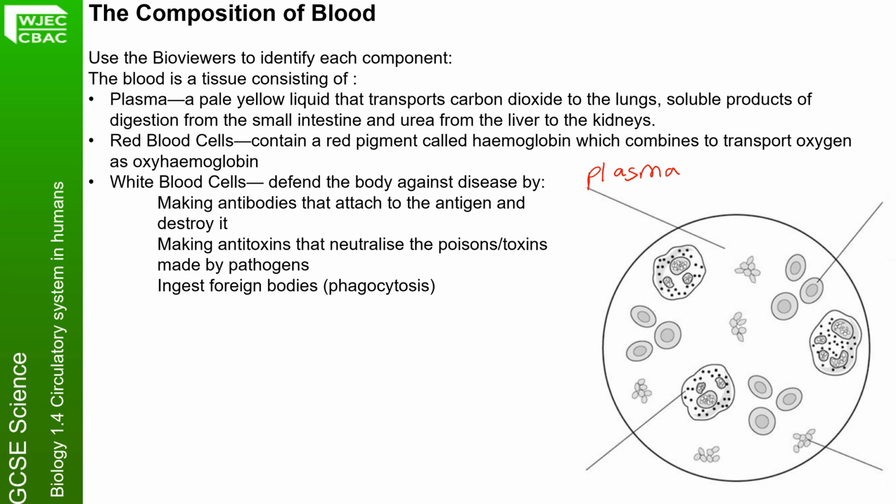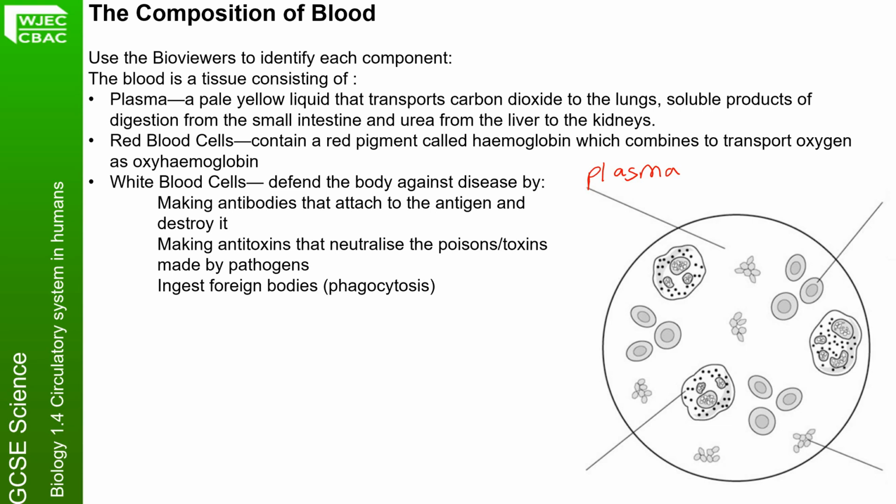And this yellow liquid, its job is to transport other substances, such as carbon dioxide, which is transported in the plasma, and soluble products of digestion from the small intestine. So the soluble products are things like your glucose, your amino acids, your fatty acids and cholesterol, along with things like hormones that travel in the blood, and urea, which is a waste product that is going to be removed from the liver and taken to the kidneys so that you can excrete it in your urine. So the plasma's job is basically a transport medium, something that carries and transports other substances.